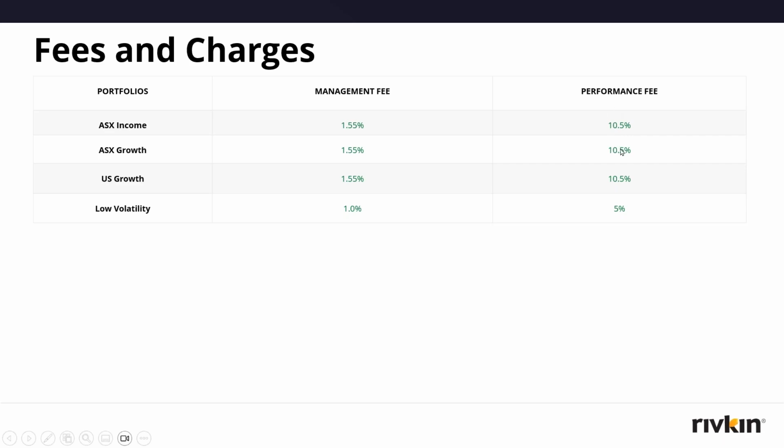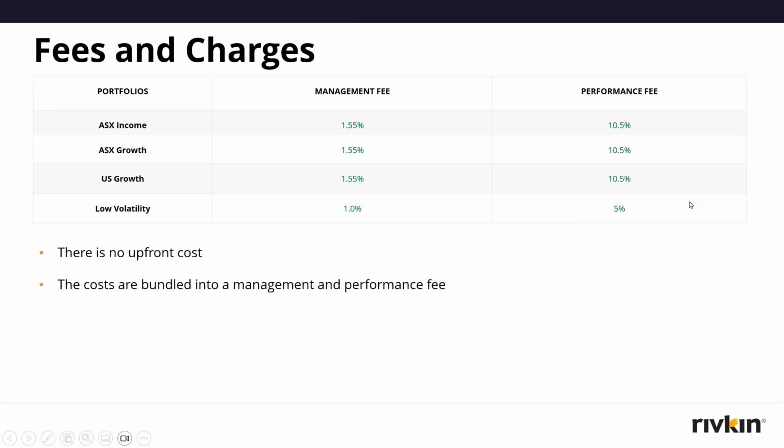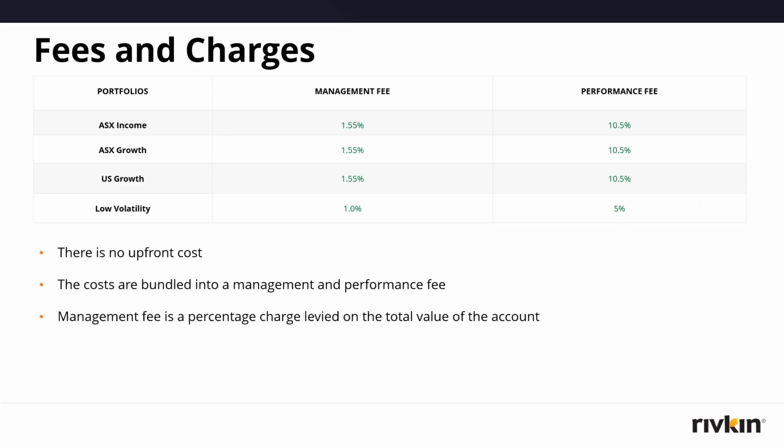Again, ASX Income, ASX Growth, and US Growth have a 10.5% performance fee, and low volatility, being less actively managed, has a 5% performance fee. So there's no upfront costs. All of those costs are bundled into the management and performance fee. These fees, they're a percentage.